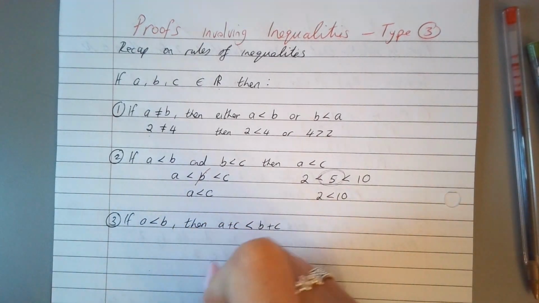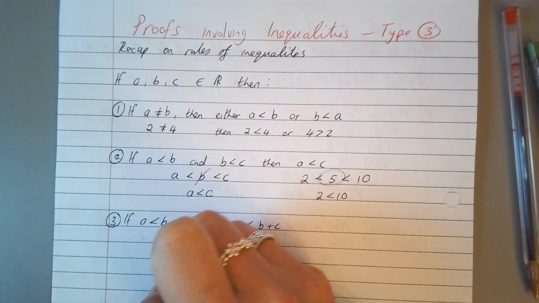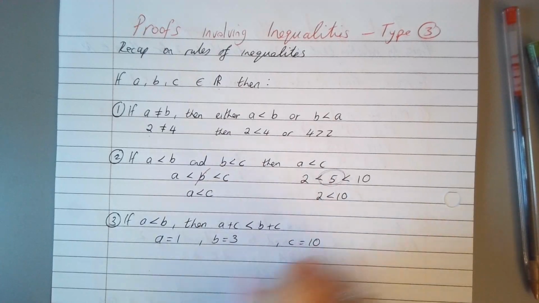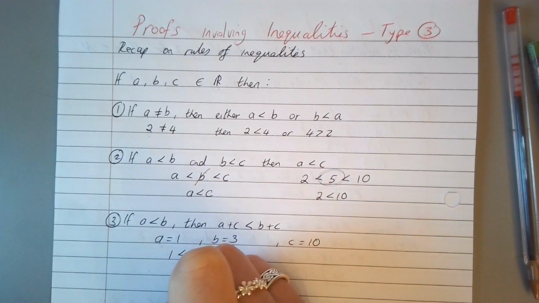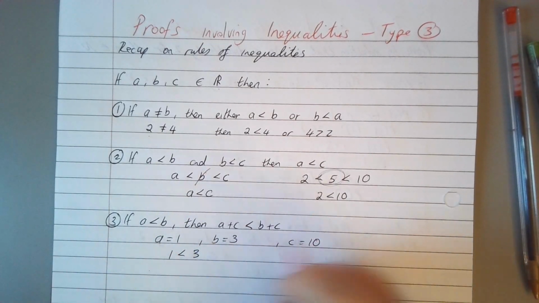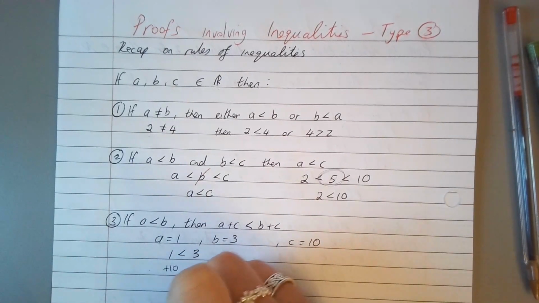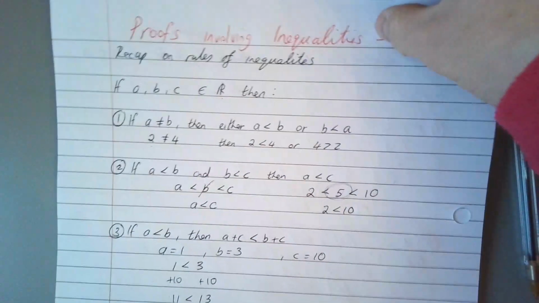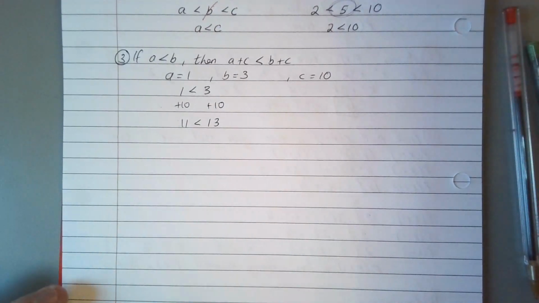So if say we said A was 1 and B was 3, and let's say C is equal to 10, that 1 is less than 3. If we add 10 to both numbers, so plus 10 and plus 10, we've 11 less than 13, so it's still going to be less than. Your A is still going to be less than B, even if you add the same constant to both sides. So that's our rule 3.